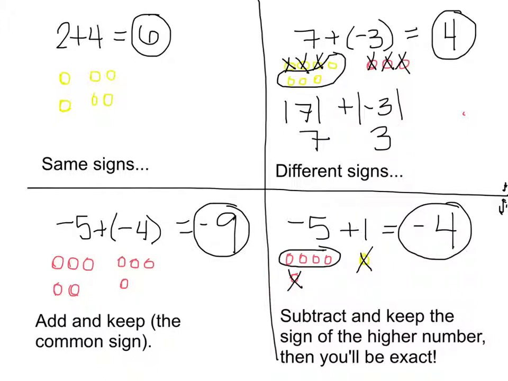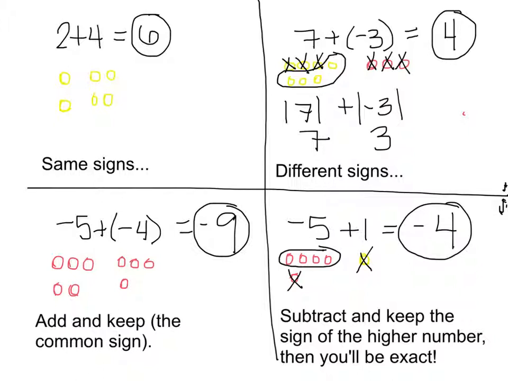To review, we'll have the lyrics of our song, to Row, Row, Row Your Boat. And the song goes, same signs, add and keep, different signs, subtract, and keep the sign of the higher number, then you'll be exact. Now, I'm going to sing it for you. No judgment. I'm not a choir teacher.